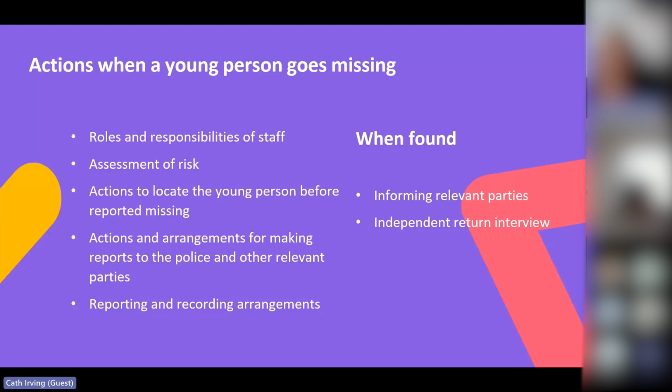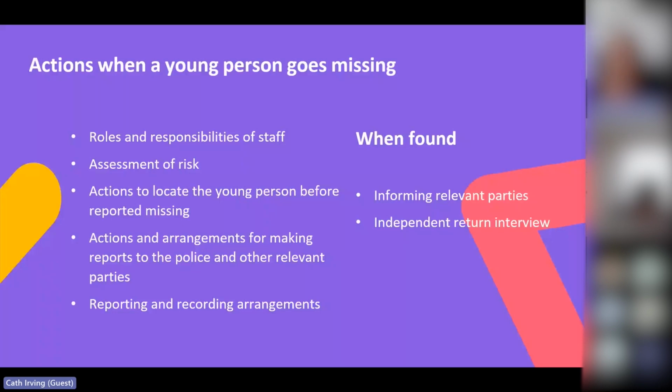And then once that young person returns to the setting after being missing, you need to set out within the policy what actions you'll take. Initially that's going to include informing relevant parties such as the police, if you've informed them, the placing authority, parents, and any other professionals or persons that have been contacted previously. Any young person who runs away, when they're found, must be offered an independent return interview, and this is arranged by the responsible accommodating authority.